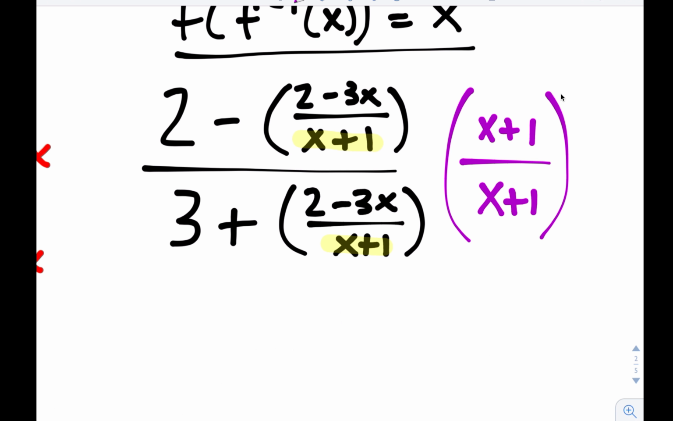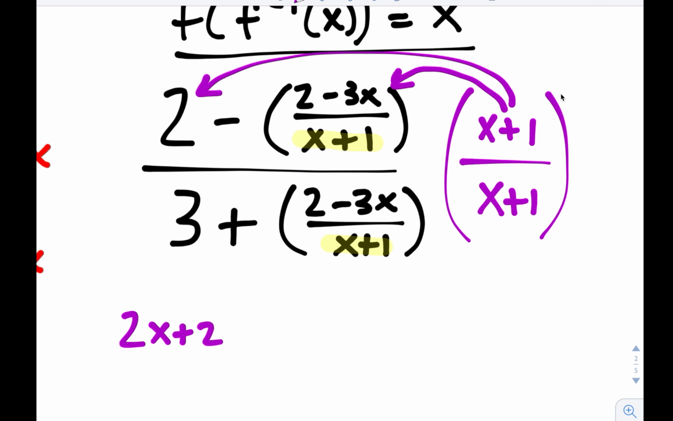All right, so again, you guys want to make sure that you're taking that x plus 1 and it's going to both terms in the top, both terms in the bottom. So it multiplies to the 2 there. So 2 times x plus 1 gives me 2x plus 2. And then x plus 1 times what I have there in the parentheses, the x plus 1s are going to cancel. So you're left with minus 2 plus 3x. All right, you want to make sure that you distribute your negative sign there. All right, so negative 2 plus 3x.